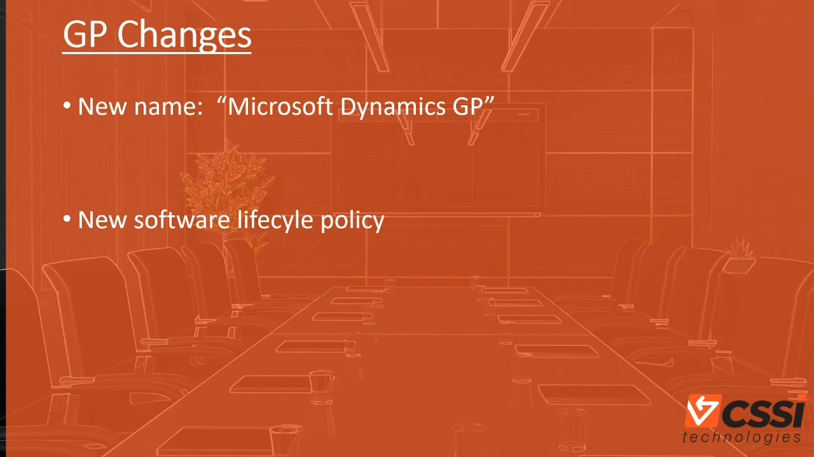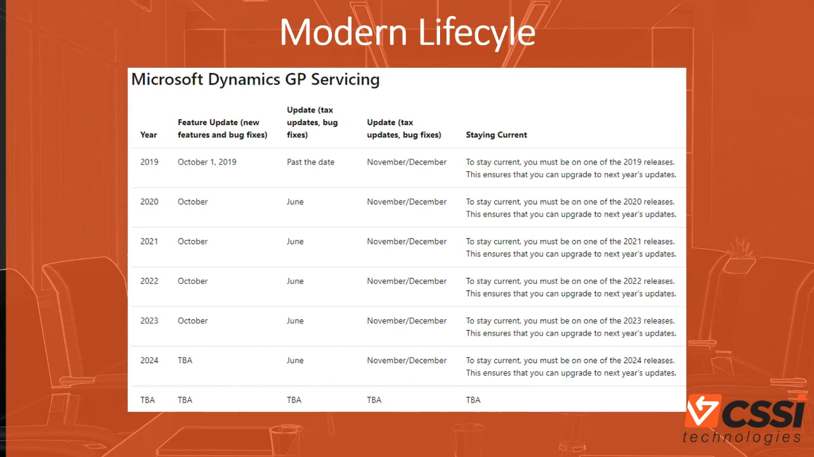The name is effective with the latest release, which they're kind of calling the October 2019 release. It changes the full version number to 18.2. That middle section of the version number has always been zero. There's talk they're going to start using that to indicate the year and month of a release. So we shall see. They've also initiated a new software lifecycle policy with this latest release.